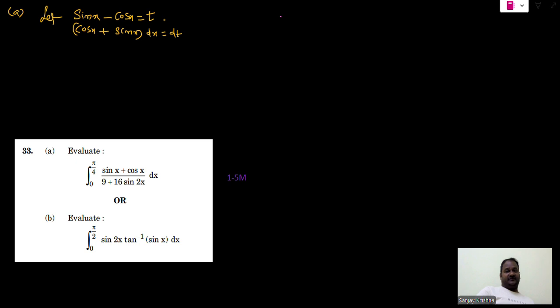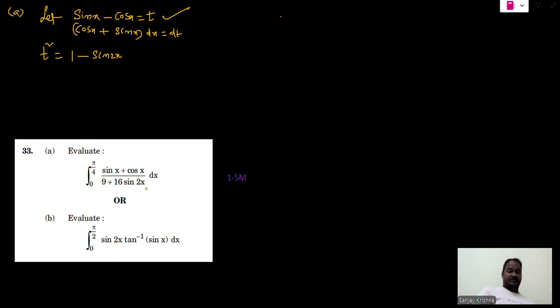Now, how do we identify sin 2x from this sin x minus cos x equal to t? I am going to square it on both the sides. What is t square? Sin x minus cos x whole square. Sin x minus cos x whole square is in the form of a minus b whole square, a square plus b square minus 2ab. A square is sin square x plus b square is cos square x. So, sin square x plus cos square x is 1 minus 2ab, 2 into sin x into cos x. What is 2 sin x into cos x? Yes, it is sin 2x. So, t square is equal to 1 minus sin 2x.